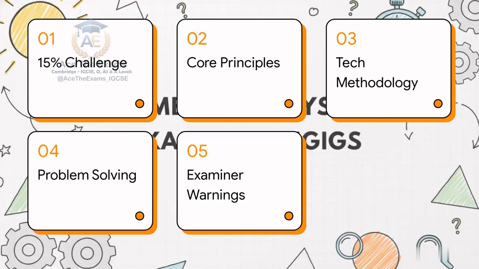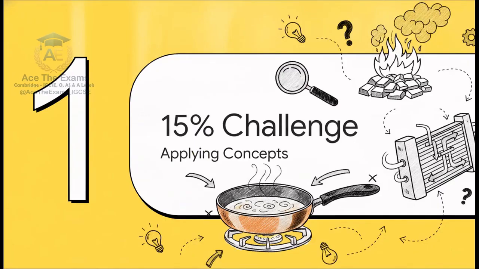All right, here is our visual syllabus for today's explainer. We'll be heading, number 1, the 15% challenge. Number 2, connecting core principles. Number 3, the technical methodology. Number 4, deconstruct, solve, evaluate. And finally, number 5, top examiner warnings. Let's get right into it. Section 1, the 15% challenge.